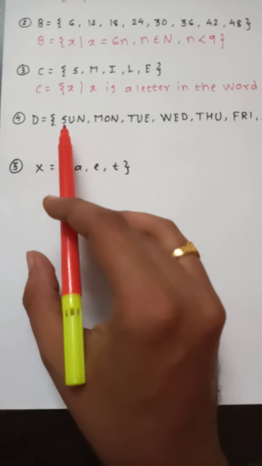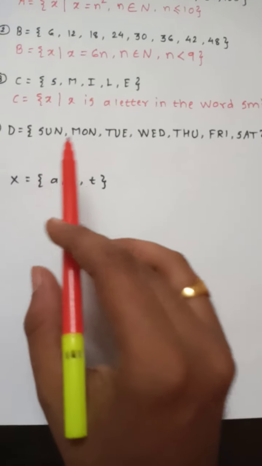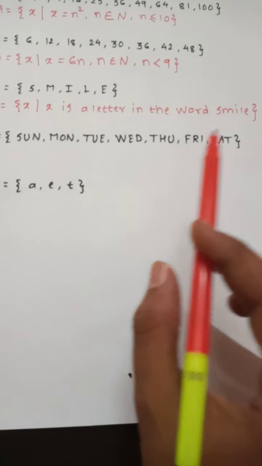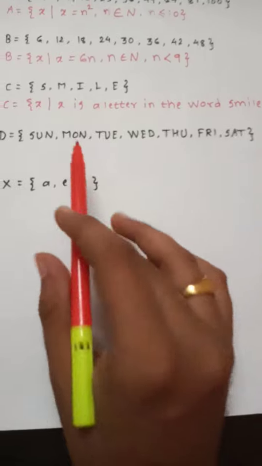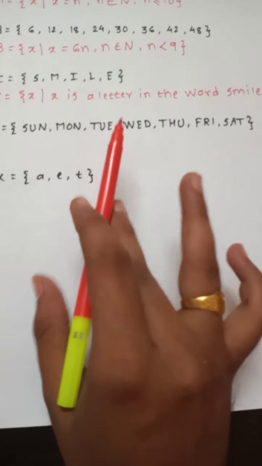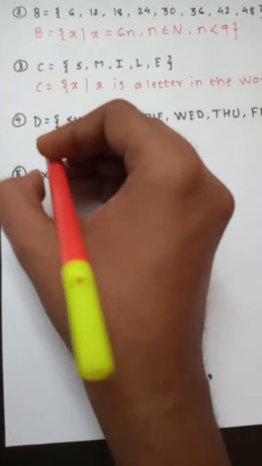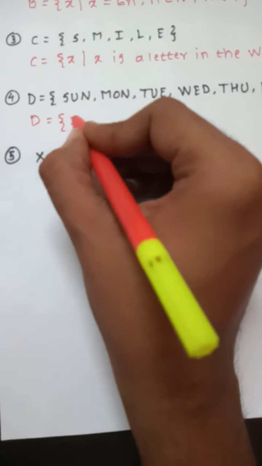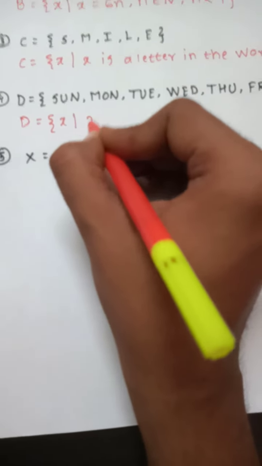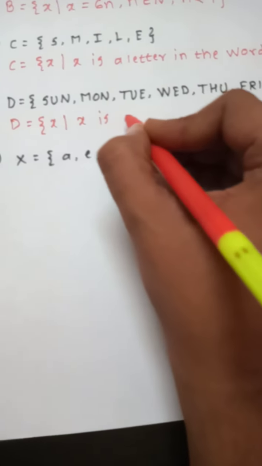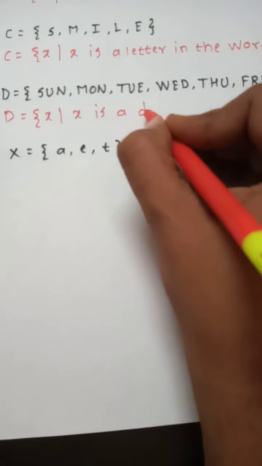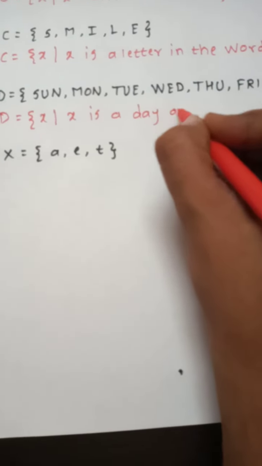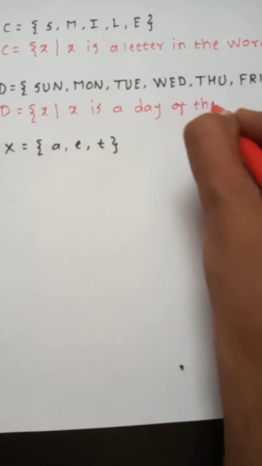Next question is given as D is equal to Sunday, Monday, Tuesday, Wednesday, Thursday, Friday and Saturday. This is a set of all the days of a week. So we can write its answer as D is set of all x such that x is a day of the week.